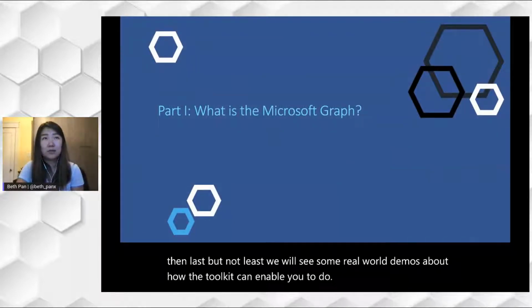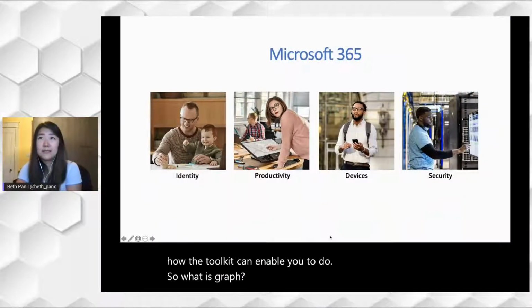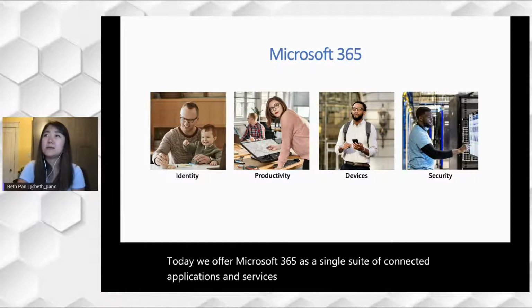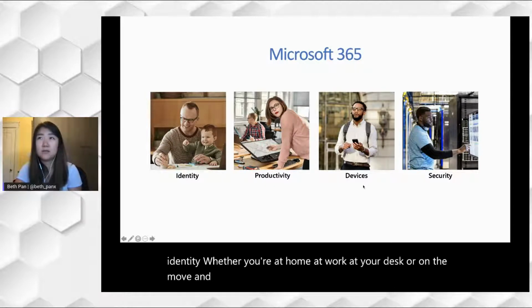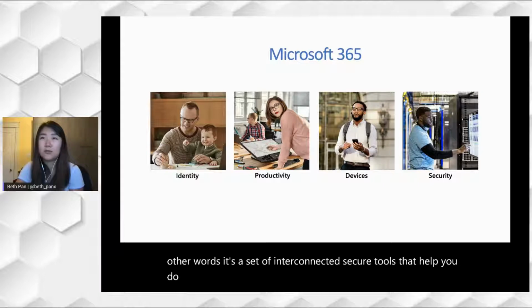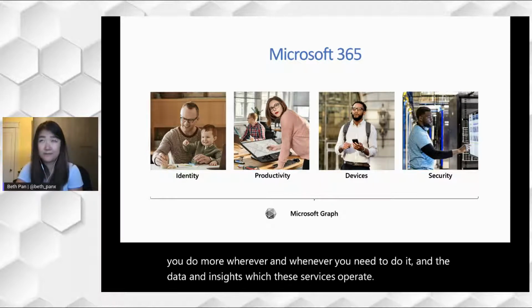So what is Graph? Today, we offer Microsoft 365 as a single suite of connected applications and services that operate within the context of your identity, whether you're at home, at work, at your desk, or on the move, and it's built on the foundation of security and compliance. In other words, it's a set of interconnected secure tools that help you do more wherever and whenever you need to do it. And the data and the insights on which these services operate, that's the Graph.